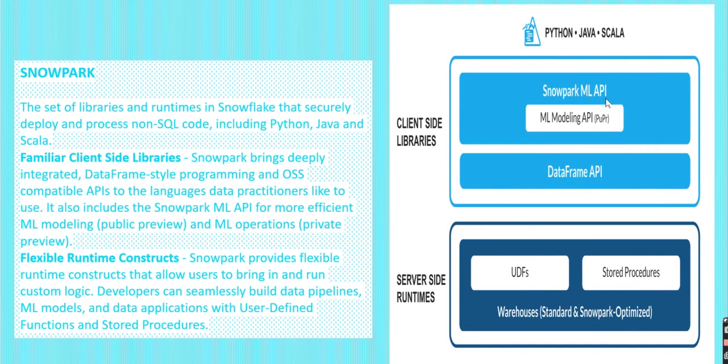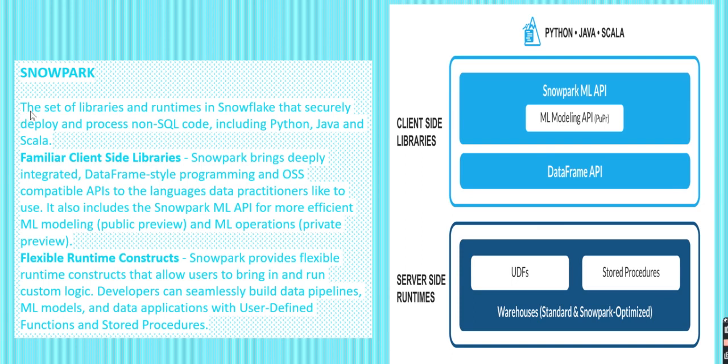So we have the Snowpark ML API, where we have the ML modeling API and the DataFrame API as client-side libraries, and on the server side we can execute user-defined functions, UDFs, and stored procedures. This is the warehouse. So this is the basic architecture of Snowpark. On the client-side library and server-side library, what is happening here? We can execute it. Snowflake lets us execute it using 3 languages, which are Python, Java, and Scala.